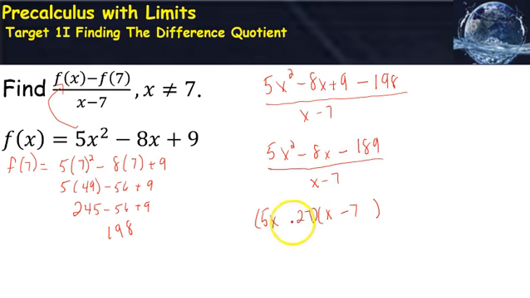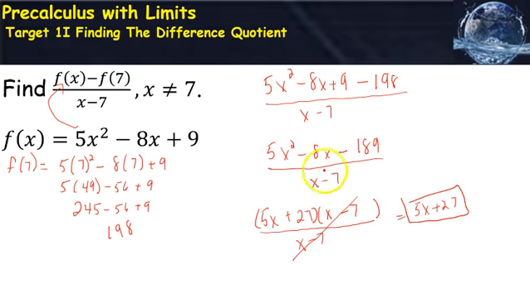I need a negative, so this one has to be positive. Now let's check and make sure that this works. I have a positive 27x here and a negative 35x here. So negative 35 plus 27 does give me the negative 8x, and 27 times negative 7 gives me the negative 189, so that worked out nice. And I have x minus 7, so these cancel, and my answer is 5x plus 27. So that was a little tricky. I used the fact that I wanted an x minus 7 in there to factor it. Okay?